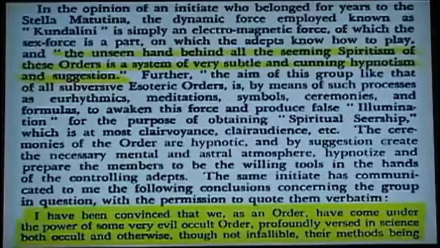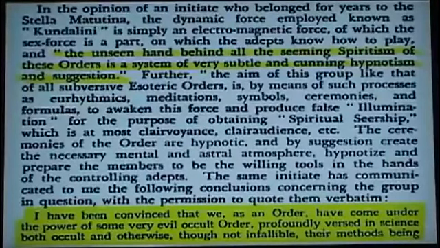She went on to say further that the aim of this group, like that of all subversive esoteric orders, is by means of such processes as eurythmics, meditations, symbols, ceremonies, formulas to awaken this force and produce false illumination for the purpose of obtaining spiritual seership, which is at most clairvoyance and clairaudience. The ceremonies of the order are hypnotic and by suggestion create the necessary mental and astral atmosphere, hypnotize and prepare the members to be willing tools in the hands of the controlling adepts. The same initiate has communicated to me the following conclusions concerning the group in question, with the permission to quote them verbatim.